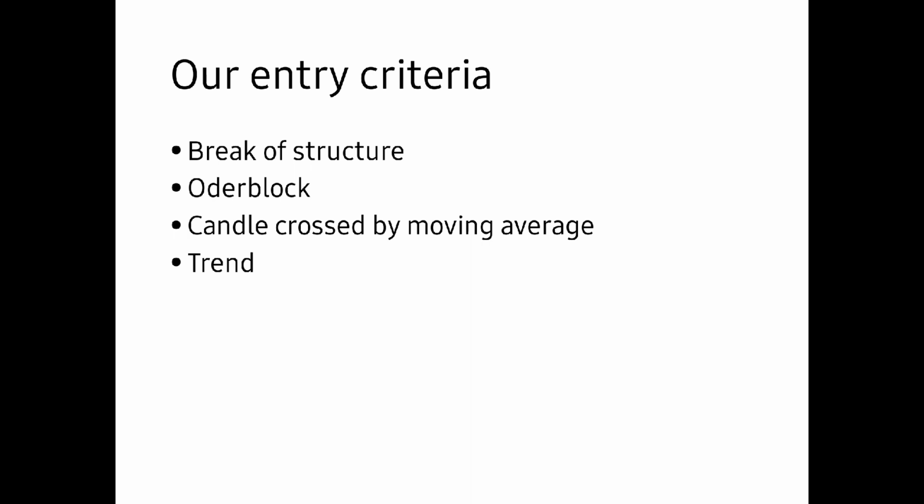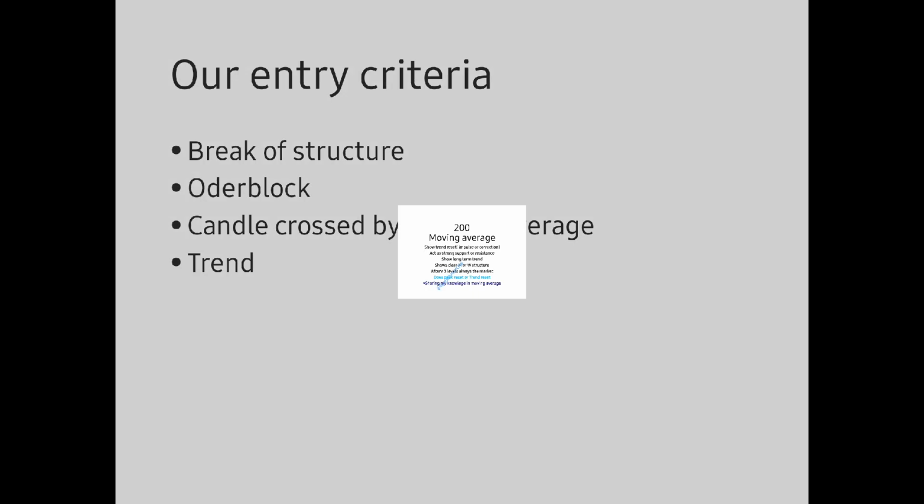Another is our criteria for taking entries. We have to see a break of structure, an order block that has been crossed by a moving average on the body, by the 13 moving average. Another one is the trend, and then you are done. So if it's an uptrend, you know where to buy. If it's a downtrend, you know where to sell.